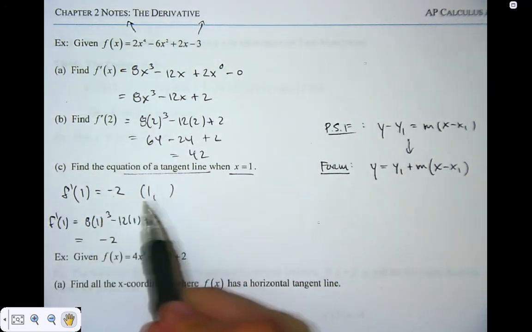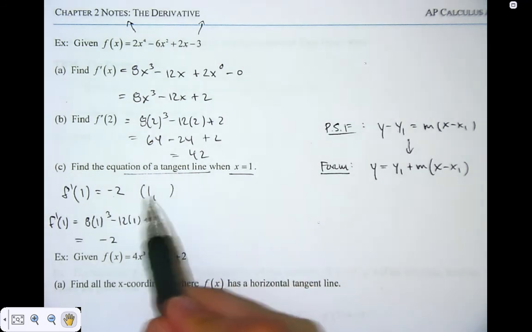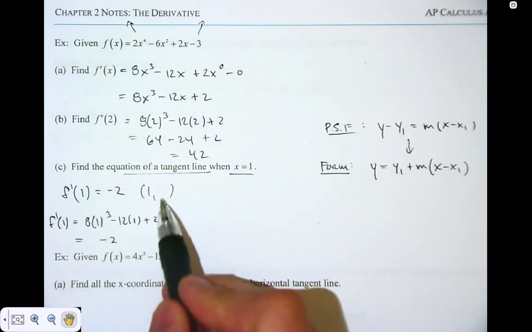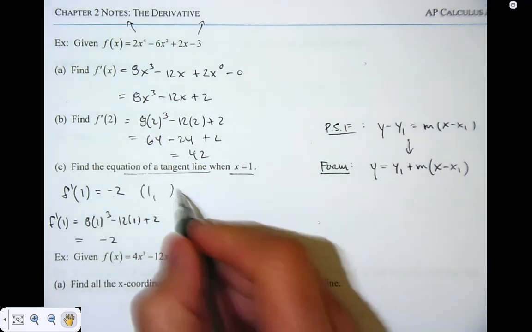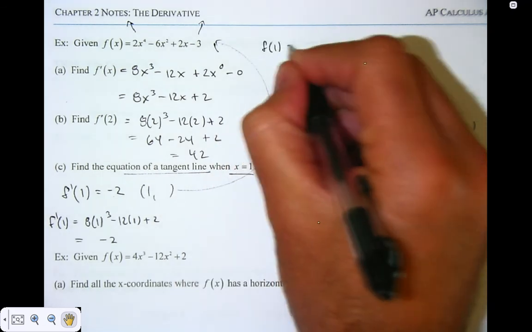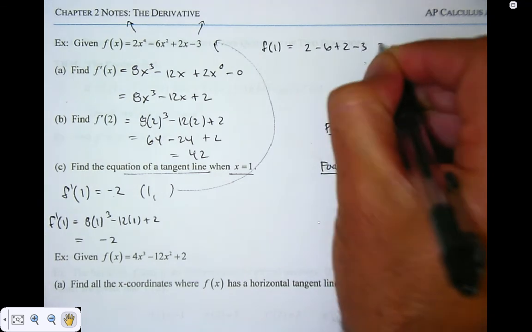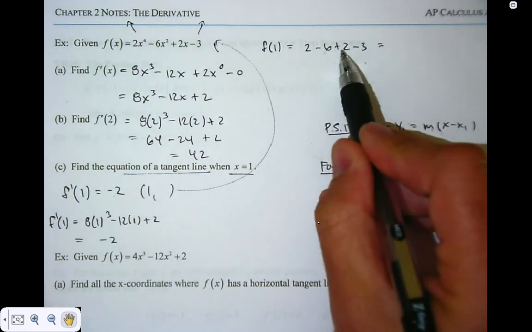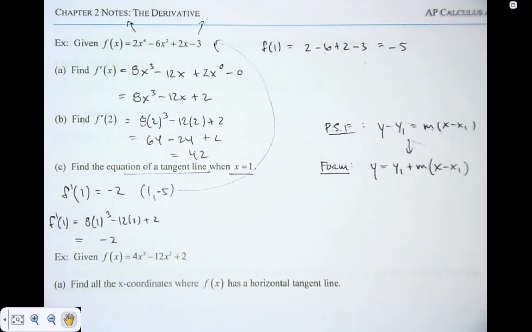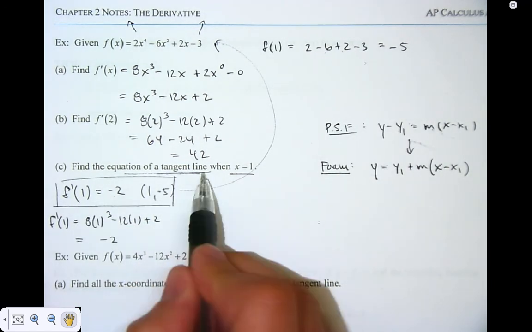And if I want a point, if I have an x value, this is a y value. It's a coordinate point x comma y. Y is not f prime or y prime. So you have to come back up to the original function and plug 1 in there. And f of 1 is equal to 2 minus 6 plus 2 minus 3, which is negative 4 plus 2 is negative 2, minus 3 more is negative 5. And this is all I need to answer the question about a tangent line.